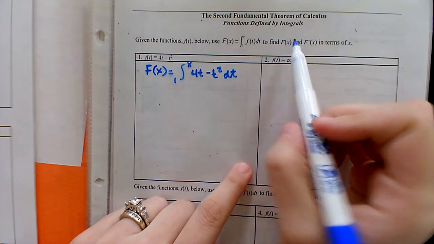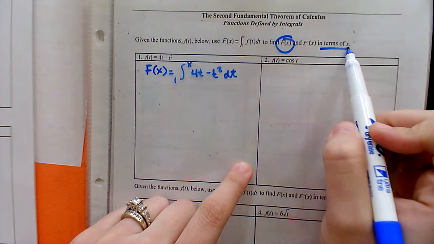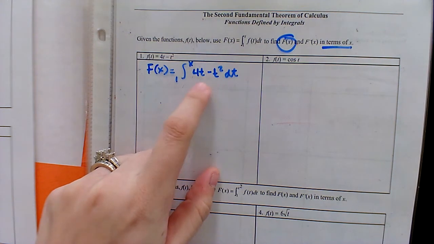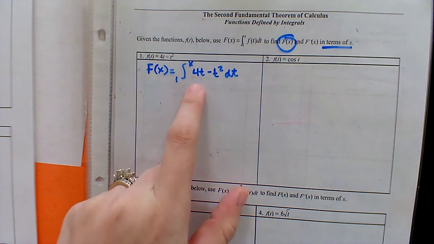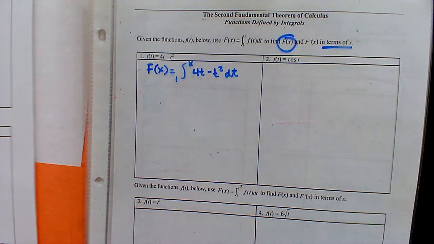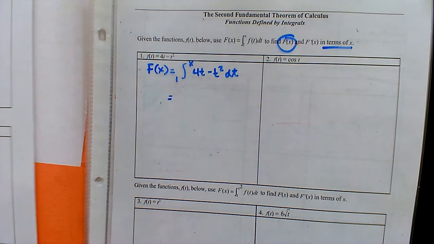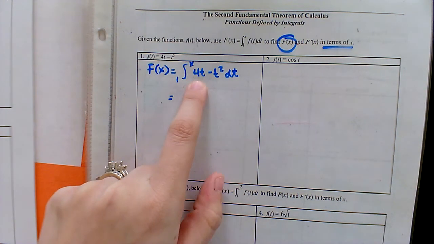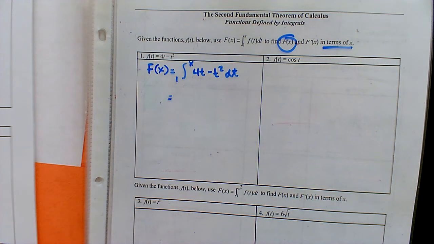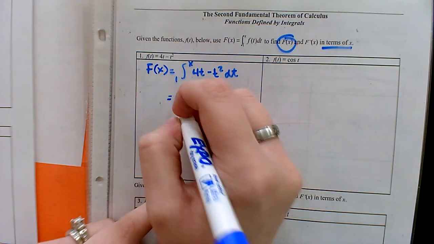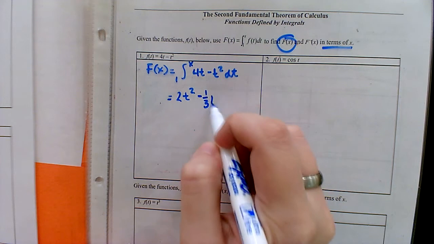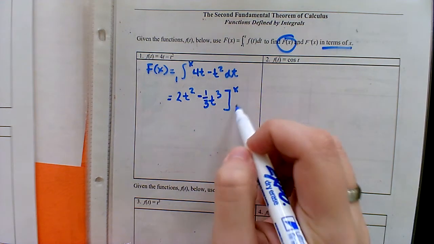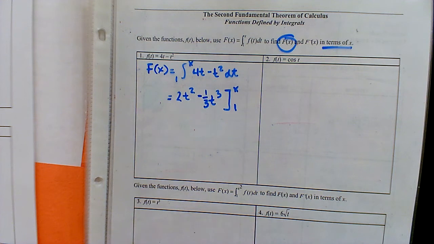All right, now we've got to find two things. We've got to find capital F of x in terms of x. Right now it's just in terms of t's. So let's use that first fundamental theorem of calculus where we work backwards, find an antiderivative, and then do top bound minus bottom bound. If you have a 4t, what did you have previously? 2t squared. And if you have a t squared, what did you have previously? A 1/3 t to the third. We'll draw in the bracket, and our bounds are from 1 to x.